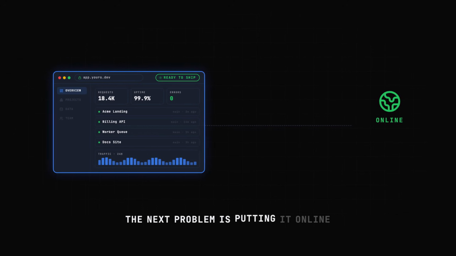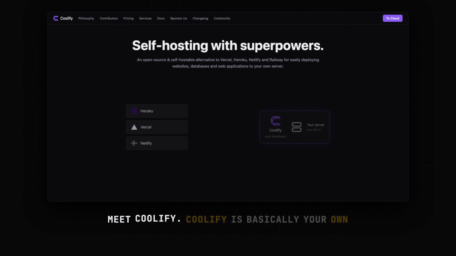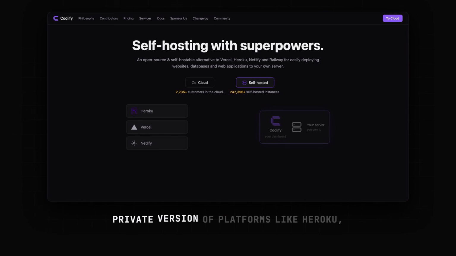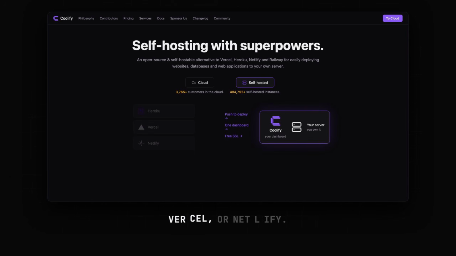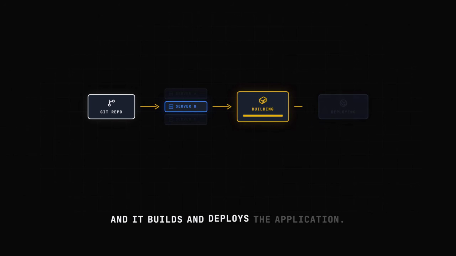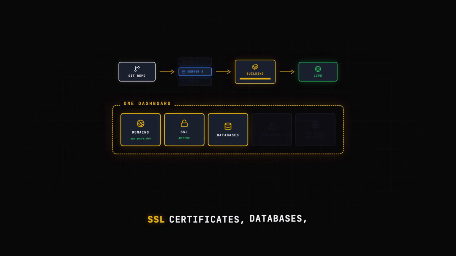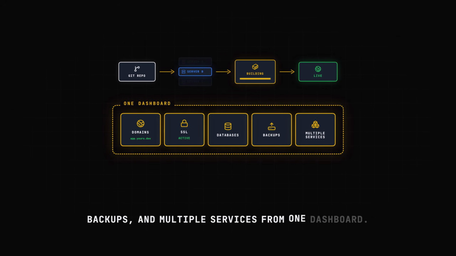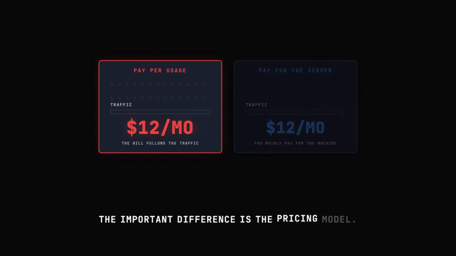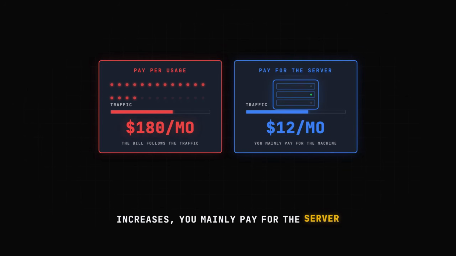The next problem is putting it online without receiving a bill that looks like a ransom note. Meet Coolify. Coolify is basically your own private version of platforms like Heroku, Vercel, or Netlify. Connect a Git repository, choose a server, and it builds and deploys the application. It can handle domains, SSL certificates, databases, backups, and multiple services from one dashboard. The important difference is the pricing model. Instead of paying more every time traffic increases, you mainly pay for the server underneath it.